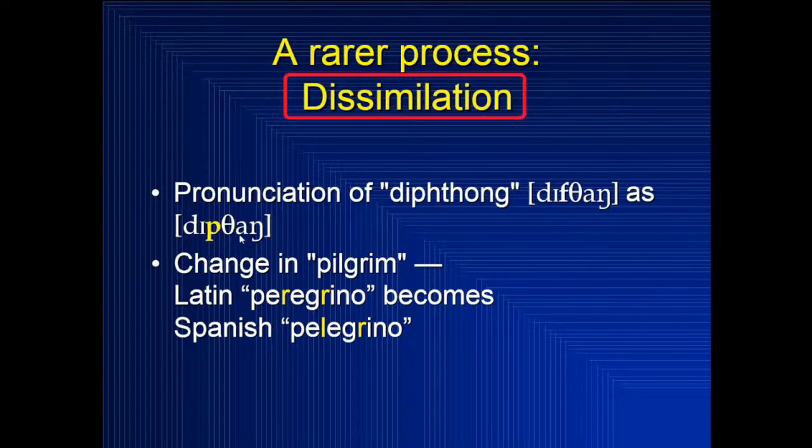So we are trying to make the two sounds. F is a fricative and th is a fricative. So we try to make f, which is a fricative, more different, more unlike the fricative following it. We make the f a stop. So instead of saying diff, we say dip, to make them different.